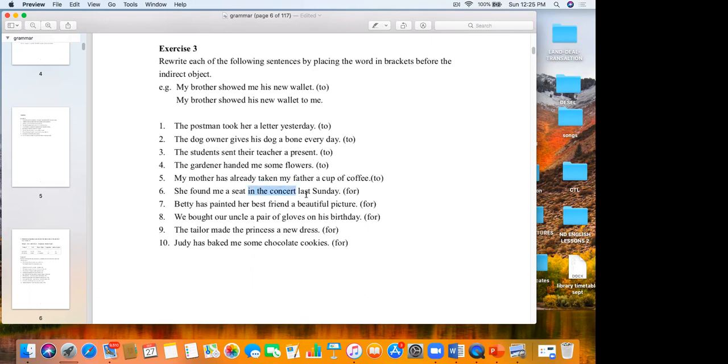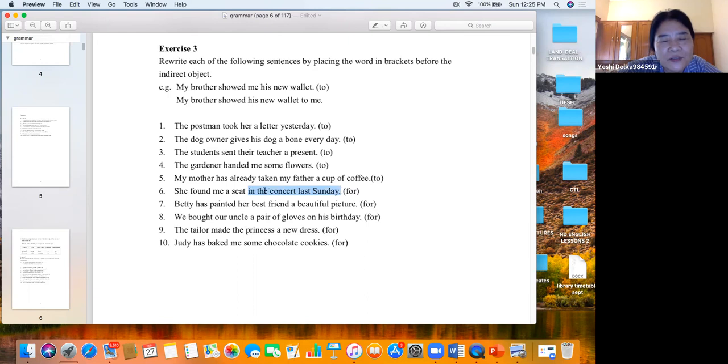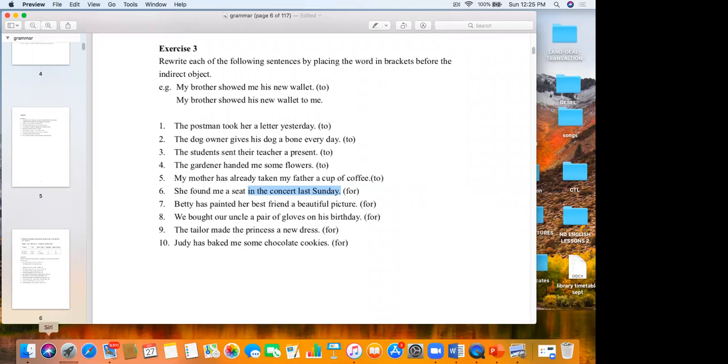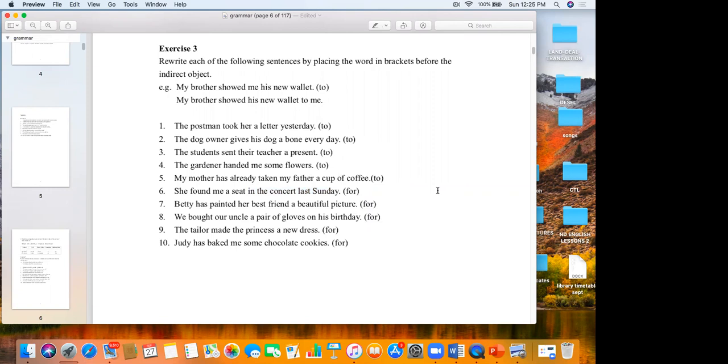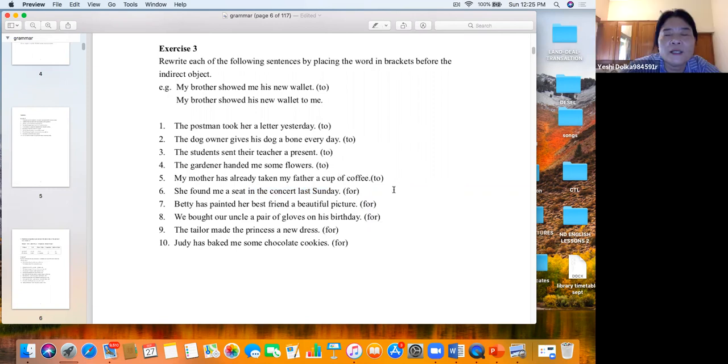Last Sunday. These are adverbs. Can you see these? These are adverbs. Put it at the end. All right. Don't put it in the middle. So she found a seat for me, and then you put it at the end. If you see any adverbs, just put it at the end. All right. This is some adverb. So put that at the end. Okay. Make sure that your pattern is correct.